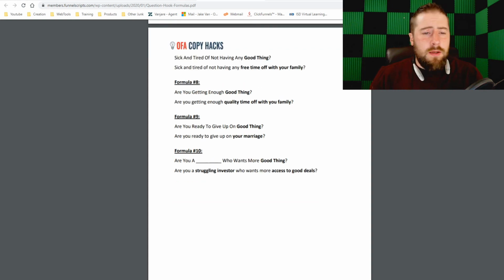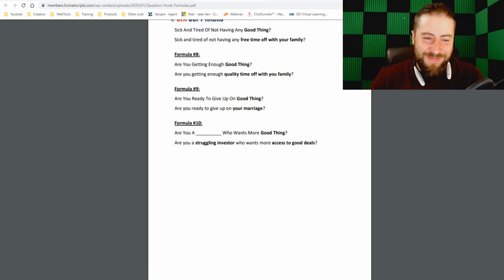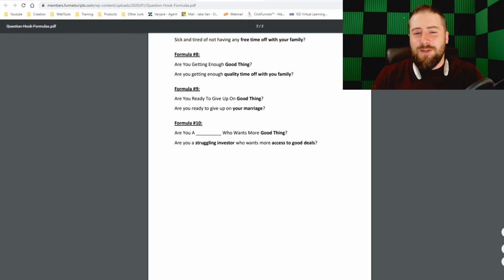Formula number 10. Are you a blank who wants more good thing? This is so stupid. Example. Are you a struggling investor who wants more access to good deals? That one's stupid. I really hate that one, by the way.